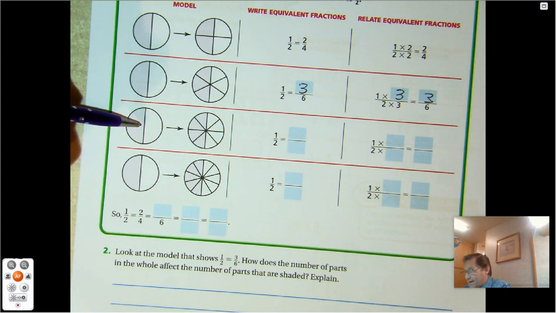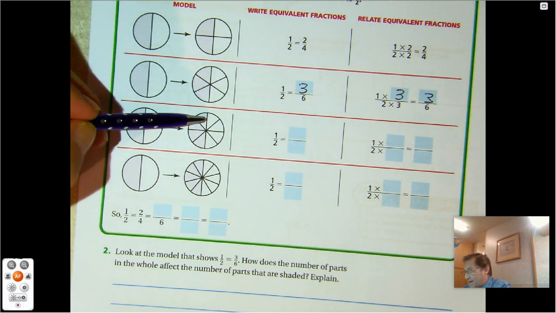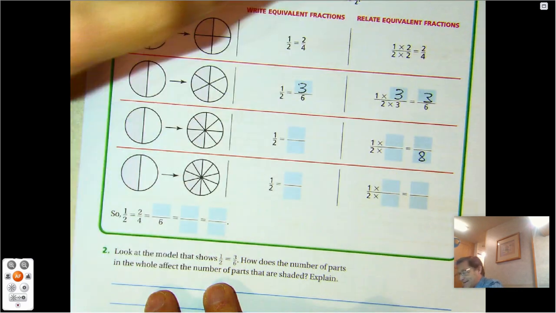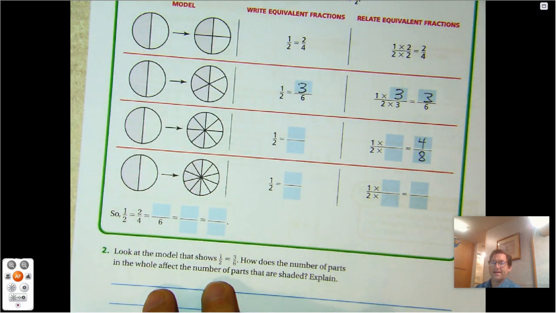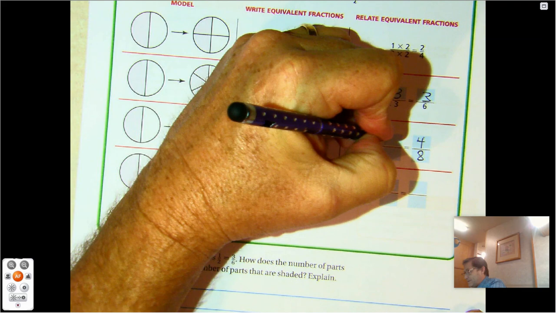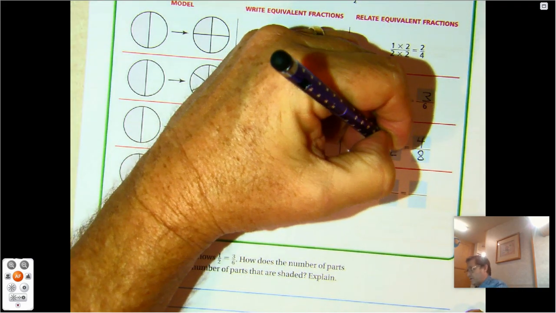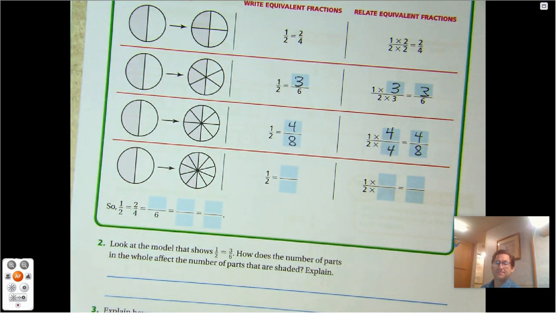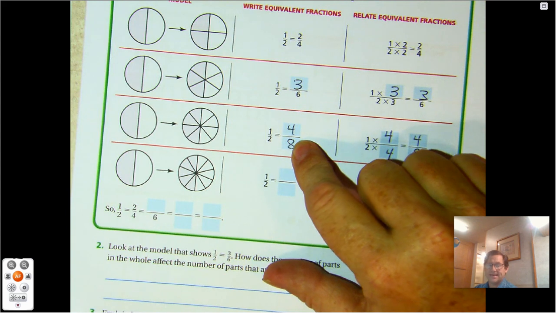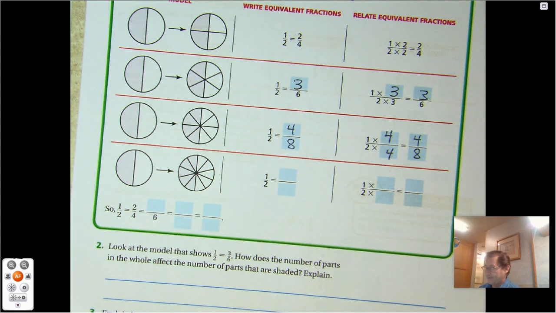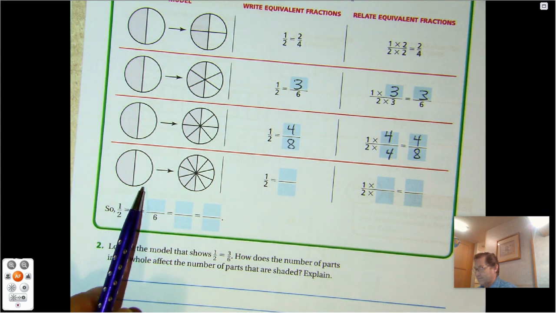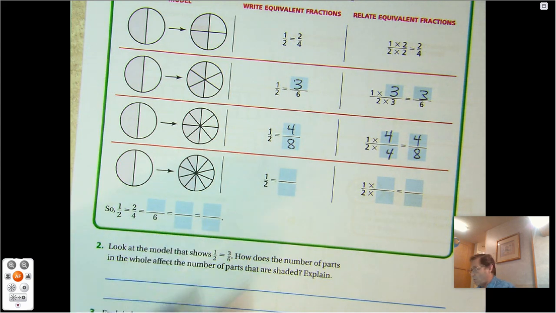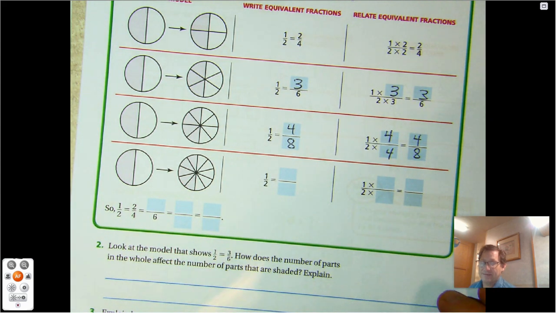So we still have our 1/2, but this time I see that we have 8 pieces. So what did they multiply by to get 4/8? 1 times 4 over 4. So 1/2 equals 4/8. And again, that does make sense because what's half of 8? 4. Okay, and the last one, we have 1/2, and it turns into tenths. So what would I have to multiply halves by to get tenths?